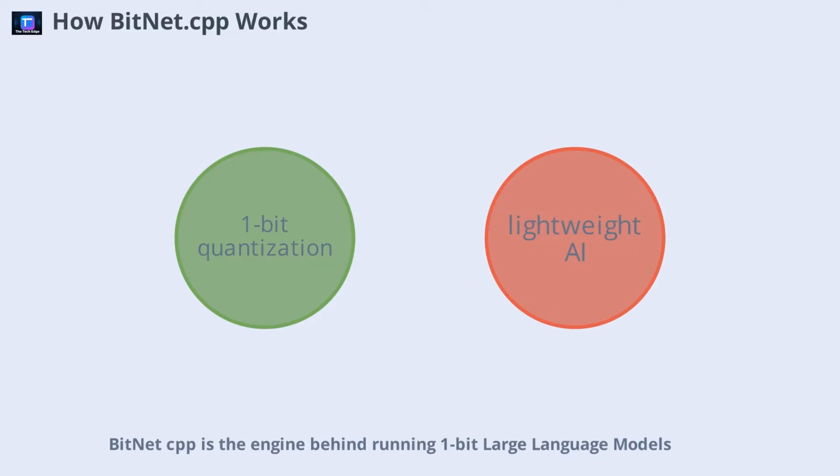BitNet.cpp is the engine behind running 1-bit large language models like BitNet b1.58. These models are incredibly lightweight thanks to a technique called 1.58-bit quantization. Think of it like compressing a huge photo into a tiny file without losing quality. Instead of using bulky 16-bit or 32-bit numbers for the model's weights, BitNet.cpp uses just 1.58 bits, basically -1, 0, or 1. This makes the model small enough for your CPU to handle with ease.